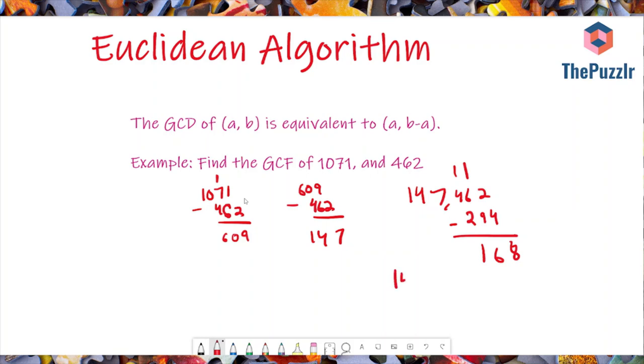So what's the GCF of 147 and 168? Well, we can subtract another multiple of 147 from 168 to give us 147 and 21. Now you can keep on subtracting 21 from 147 until you get 0, because 147 is a multiple of 21. And that's it. Once one of the numbers is 0, the GCF is just equal to the other number, 21. And that's how you do that.